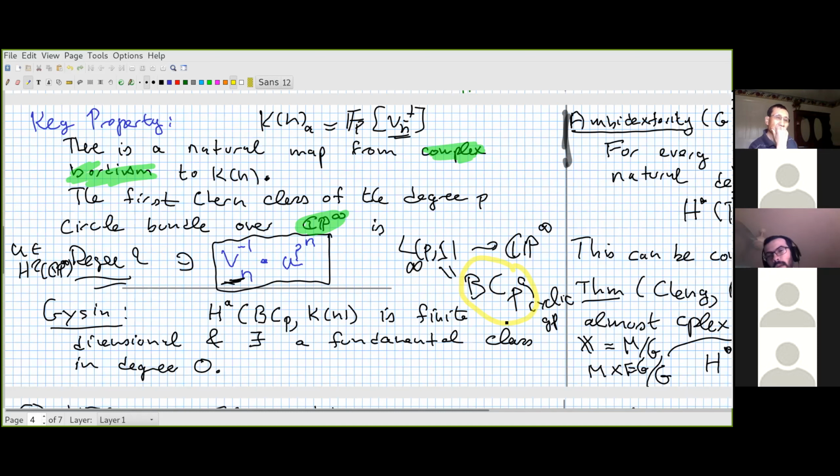I mean, the cohomology of BC_p is not so complicated. There's a generator in degree 1 and a generator in degree 2, and they have some nice relation. But for the generator in degree 2, all of the powers are non-zero. It looks like the cohomology of CP infinity, basically, because all the powers of the degree 2 generator are non-trivial. But in this theory, something magical happens, and all that complicated stuff disappears, and you end up with finite rank.